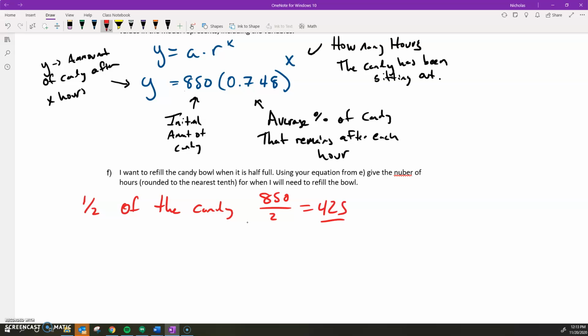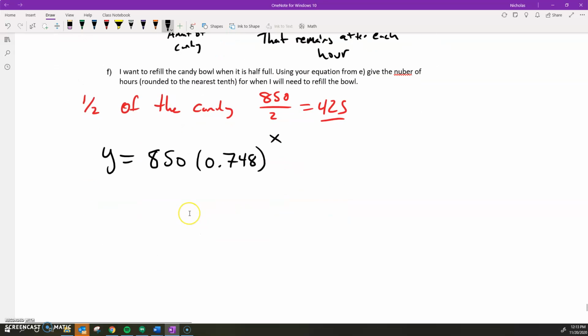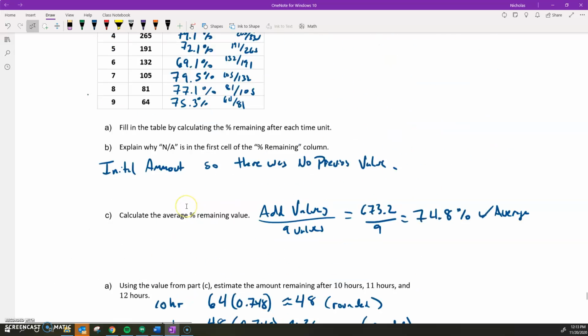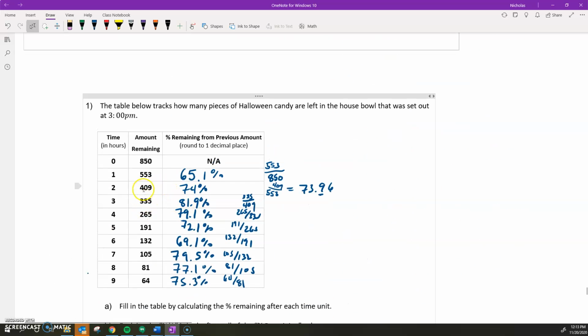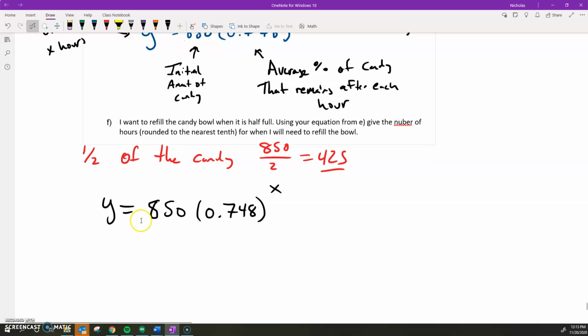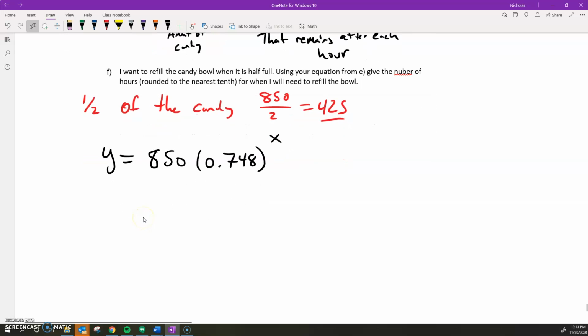We're going to use this exponential equation: y is equal to 850 times 0.748 raised to the x power. And we're just going to plug in some numbers until we evaluate. So we can go back and look up at our data and see, okay, 425 was somewhere between hour 2 and 3. So let's check hour 2. Now, our equation is not going to do exactly what the table showed us, but let's just start and say 2 hours.